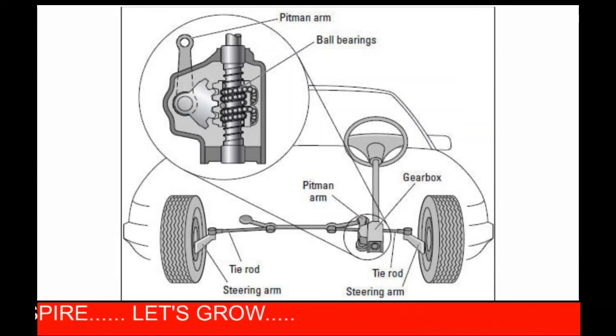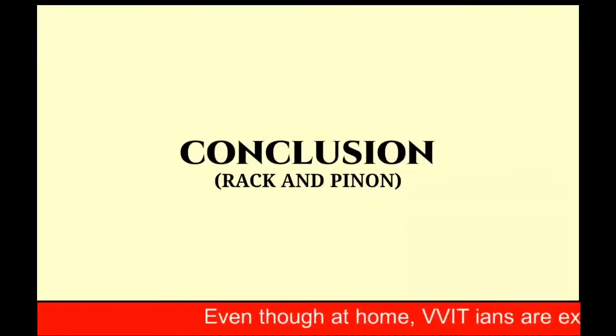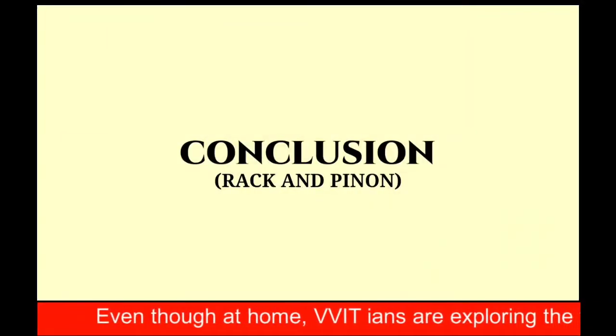The thread of the worm gear is filled with ball bearings, which reduce friction and prevent the slop in the gear. This is how the recirculating ball steering system works. It is rarely used now and is mostly found in trucks. Now it is the conclusion for the rack and pinion mechanism.